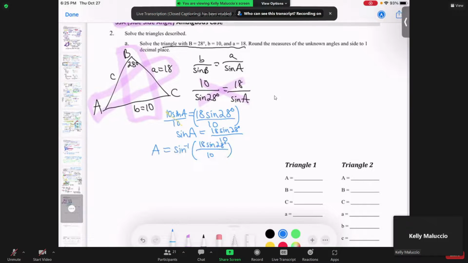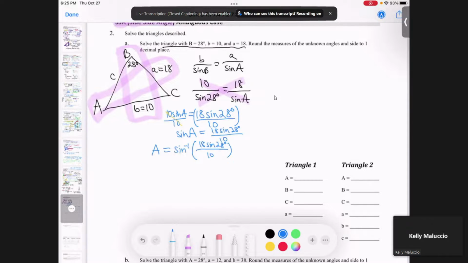Let's see. If you put this in a calculator and get an error, let me know. Hopefully that's not the case, because I did compute this earlier and I was successful at least a little. So what I get here is 57.7 degrees. Okay.